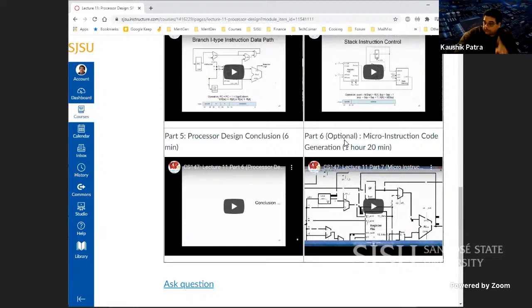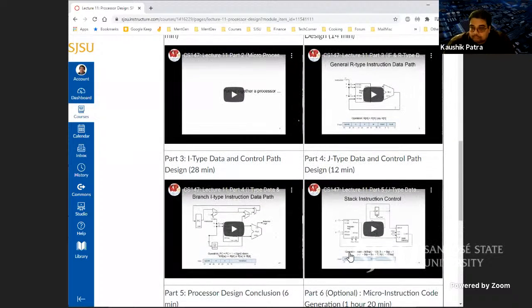And then we have an optional part 6 of microinstruction code generation. This is optional for the time being, but it is much needed for your project 3 completion. Okay, so this is an important discussion. I would encourage you to go through that as soon as possible. Just don't keep it for the last minute. It is optional for this lecture 11 discussion, but this part 6 is very much needed for your project 3 completion. So make sure you also go through this one at some point of time.